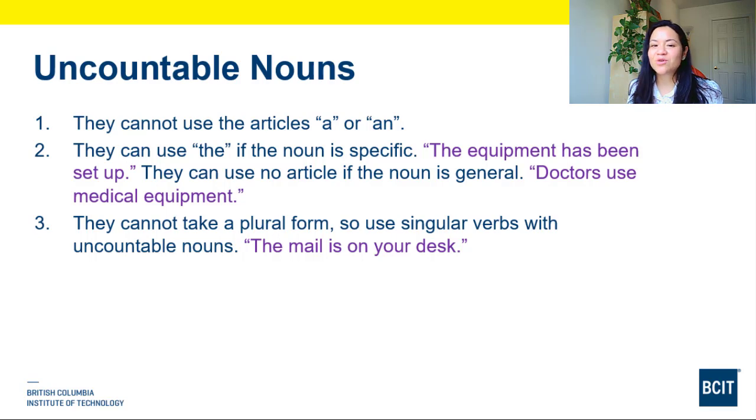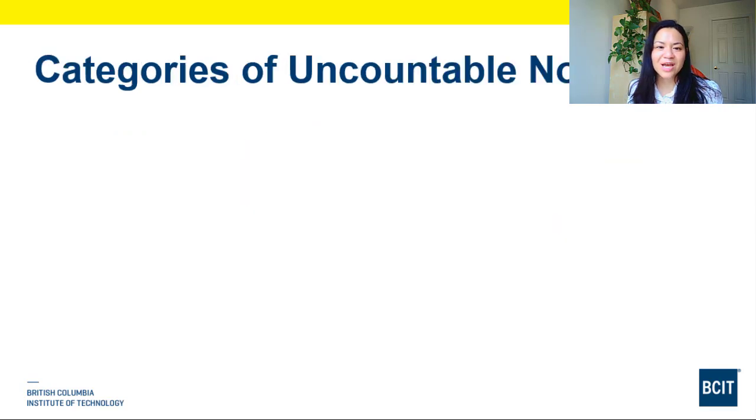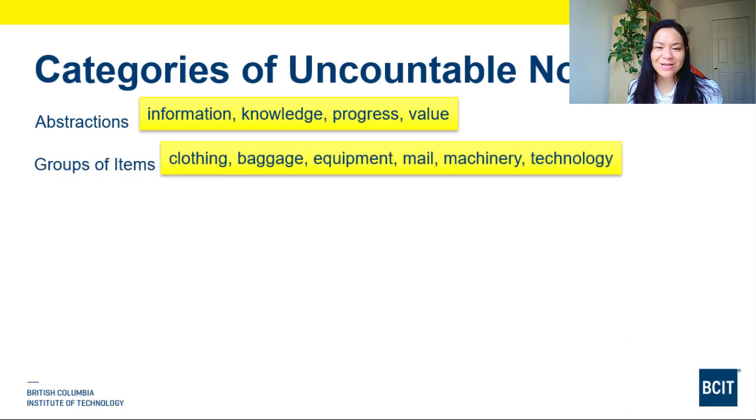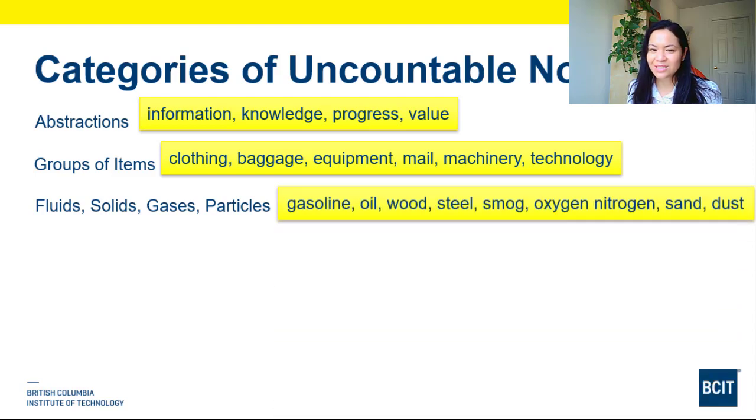There are some helpful ways to categorize non-count nouns. Abstractions: information, knowledge, progress, value. Groups of items: clothing, baggage, equipment, mail, machinery, technology. Fluids, solids, gases, particles. Gasoline, oil, wood, steel, smog, oxygen, nitrogen, sand, dust.